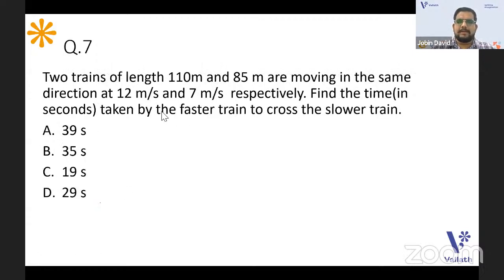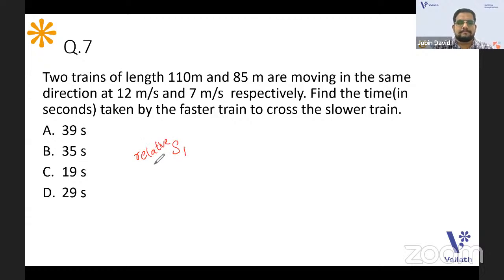Two trains of length 110 meters and 85 meters are moving in the same direction at 12 meters per second and 7 meters per second respectively. Find the time in seconds taken by the faster train to cross the slower train. You need the time. And when you have two trains, to get the relative speed, you have a term called relative speed.